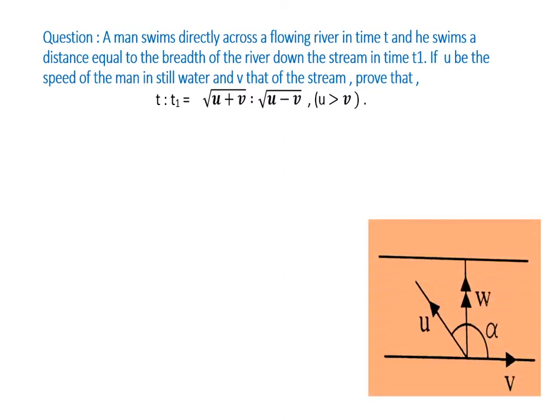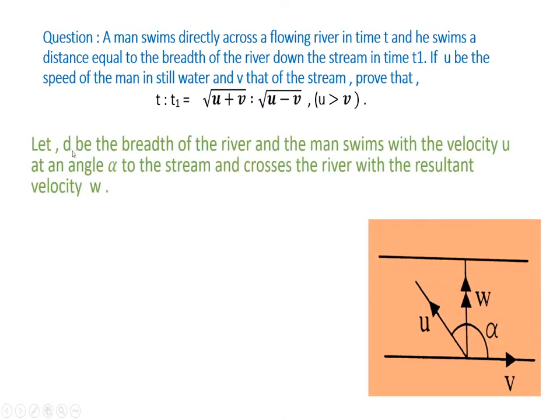Boys, at first we draw a figure. Let d be the breadth of the river, and the man swims with the velocity u at an angle alpha to the stream v, and crosses the river with the resultant velocity w.